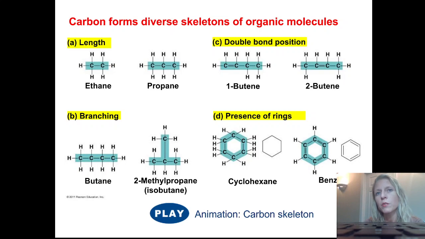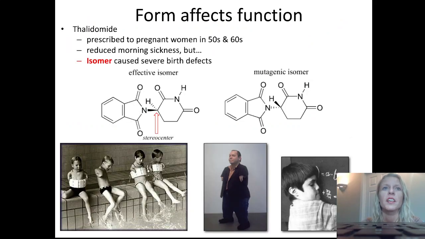What do you need to know about carbon skeleton diversity? You need to know that they can vary in length. They can vary in the positions of double bonds, the locations of the double bonds. They can have different branching points or shapes, and they can have different types of rings with different locations of double bonds, for example. So form really affects function here.